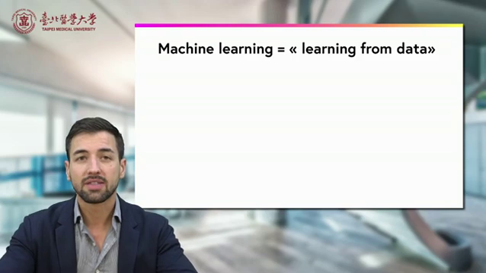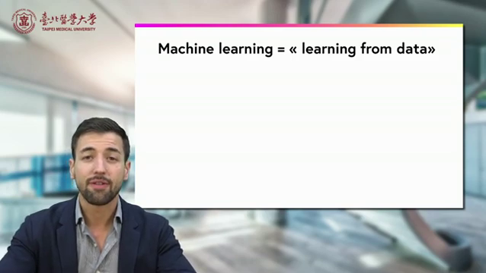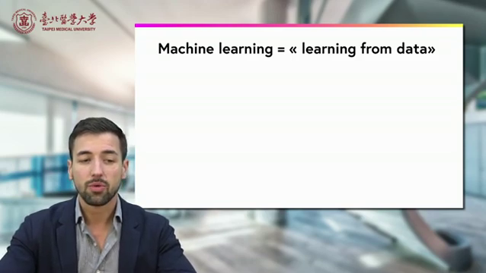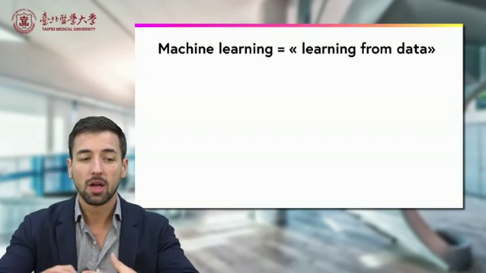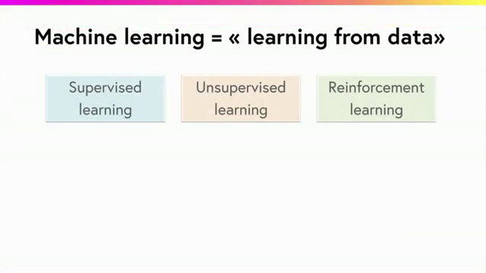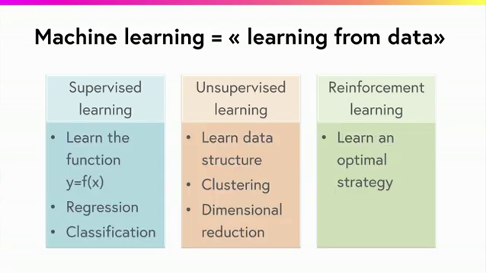If we want to take a step back and define what machine learning is, really this is about learning from the data. And there are really three pillars in machine learning. The first one being supervised learning, then you have unsupervised learning, and the third aspect is reinforcement learning, which we'll be talking about in a bit more detail.